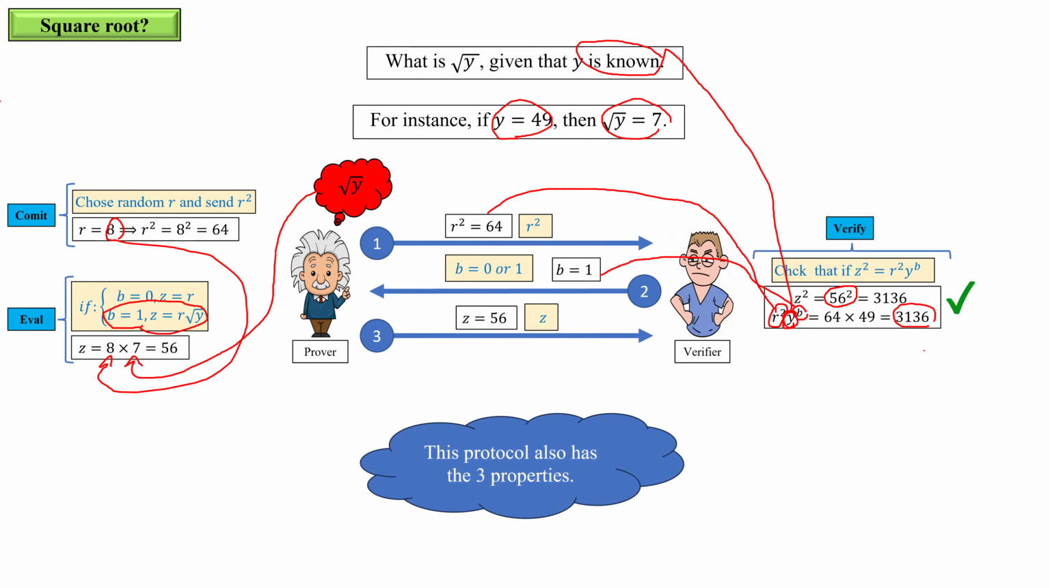And also the protocol provides completeness. This means that if the prover really knows the square root, the verification algorithm should be passed, which in our example, it is. And the protocol also guarantees soundness, which means that if the prover doesn't know the square root, they should not be able to convince the verifier. For instance, in this example, if the prover doesn't know that the square root of 49 is 7, and let's say the prover assumed that this value is 6, and you replace the square root by 6, then the verification algorithm should not be passed. And if it's not passed, this means that soundness is also guaranteed.